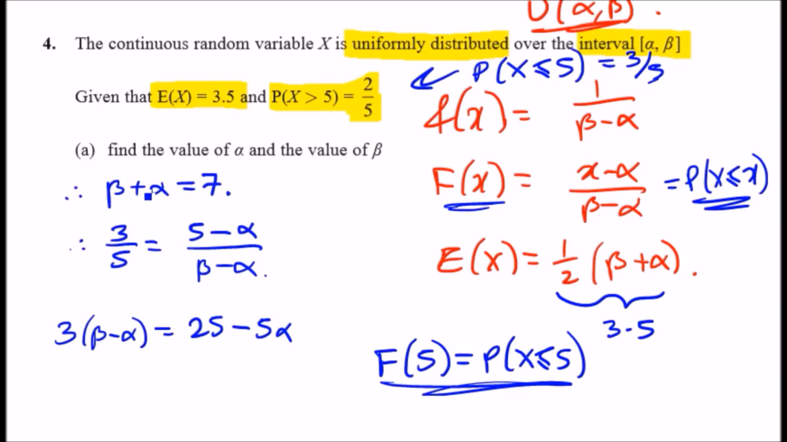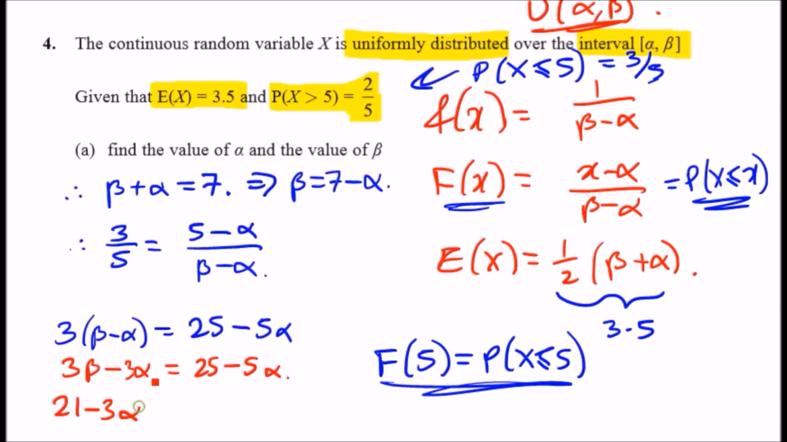Now what we could do is make beta the subject here. So we're going to have beta equals 7 minus alpha. So just a case of simultaneous equations. So plugging this in, let's expand this: 3 beta minus 3 alpha equals 25 minus 5 alpha. So 3 times 7 minus alpha, so this would be 21 minus 3 alpha. Minus another 3 alpha, we get minus 6 alpha. And this is equal to 25 minus 5 alpha.